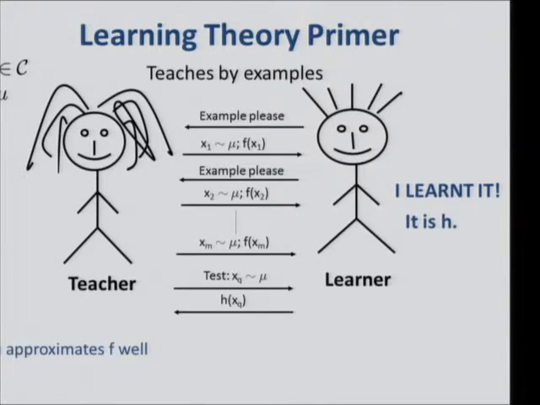And you want H. Well, the teacher is pretty liberal, so the teacher says, well, H may not always be giving the right answer, so H has to approximate F well in the following sense: if you choose a point according to this distribution at random, then the probability that H and F give different answers is very small. So that's the liberal definition. And again, the learner could be randomized, so you want this approximation to happen with high probability. So this probability is over the internal randomness of the learner.